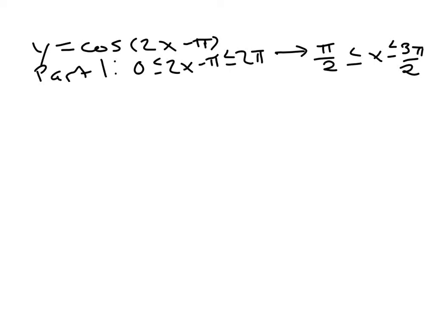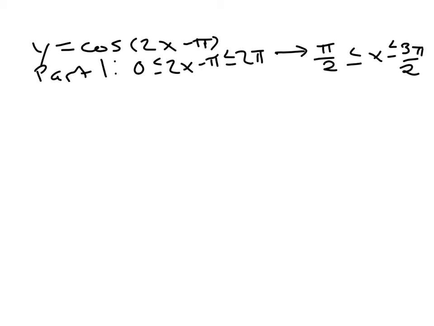Here's part 2 of the video for this example for y equals cosine of 2x minus pi. In part 1 we accomplished all the horizontal transformations for the graph by solving this inequality, and I talked a little about why you'd solve that inequality to come up with this one. So now we know that one complete cycle for this graph will occur as x ranges from pi over 2 to 3 pi over 2.